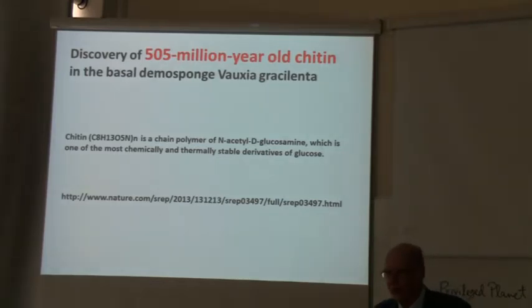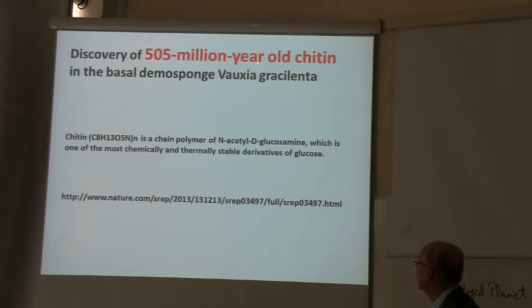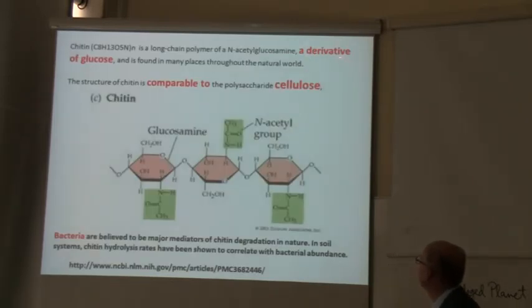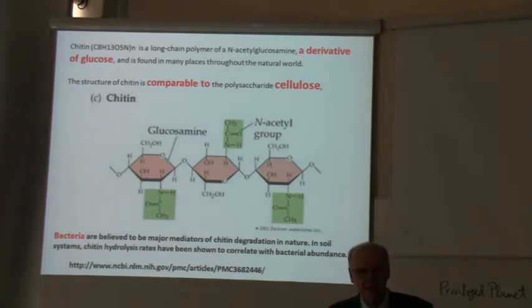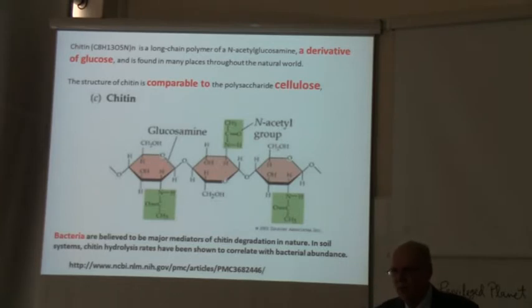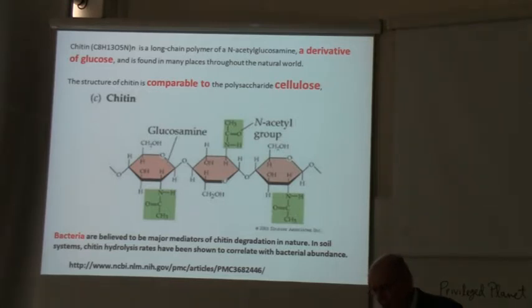This is not all. Recently was discovered 505 million year old chitin in the basal demosponge of this Vauxia gracilentum. What is chitin? Chitin is a derivative of glucose, and its structure is comparable to the polysaccharide cellulose. Do bacteria eat cellulose? Yes, they do. They love cellulose. So how can you think that in the ground you got a 505 million year old chitin which the bacteria didn't have time to eat?